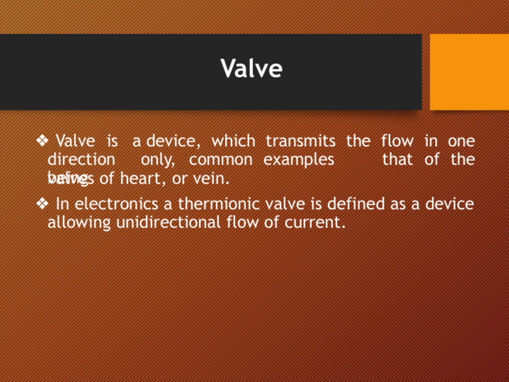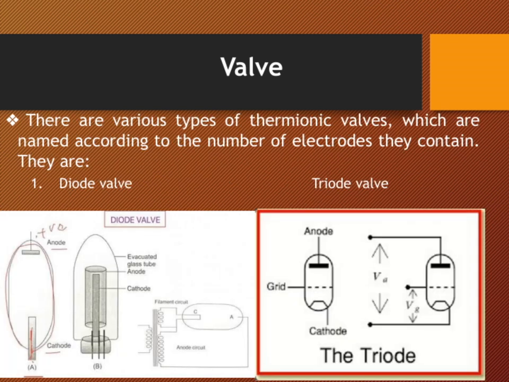There are various types of thermionic valves, and these are typically named based on the number of electrodes they contain. The most common types you'll encounter are the diode valve and the triode valve. A diode valve, as the name suggests, has just two electrodes, the cathode and the anode. It primarily functions as a rectifier, allowing current to flow in one direction only.